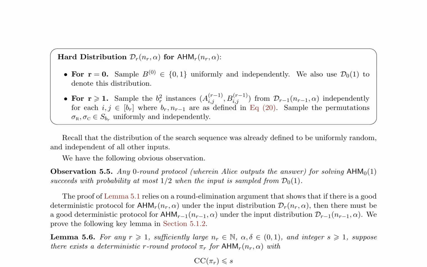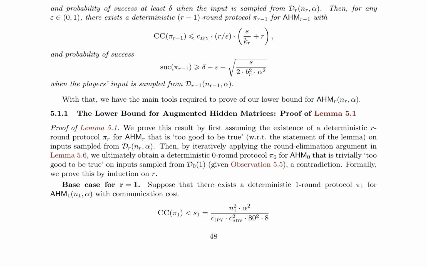The paper also includes a detailed explanation of the parameters and the hard distribution used in the AHM problem. The authors provide an illustration of the AHM problem and explain how the search sequence is defined. They also discuss the limitations and future work related to the AHM problem. In summary, the paper presents a novel approach to solve the AHM problem using a recursive construction method and proves a lower bound on the communication complexity of the AHM problem. The authors provide a detailed explanation of the parameters, the hard distribution, and the limitations of the AHM problem, making this paper a significant contribution to the field of communication complexity.